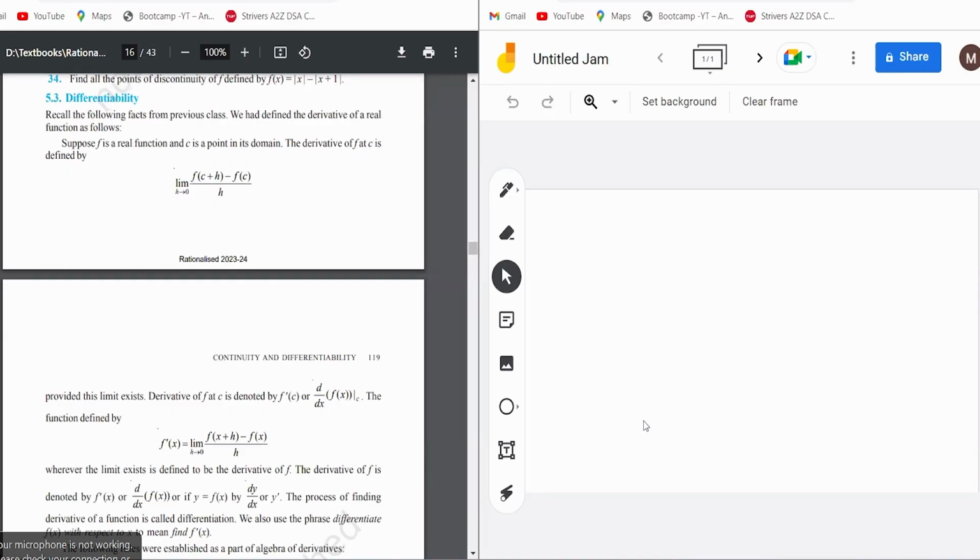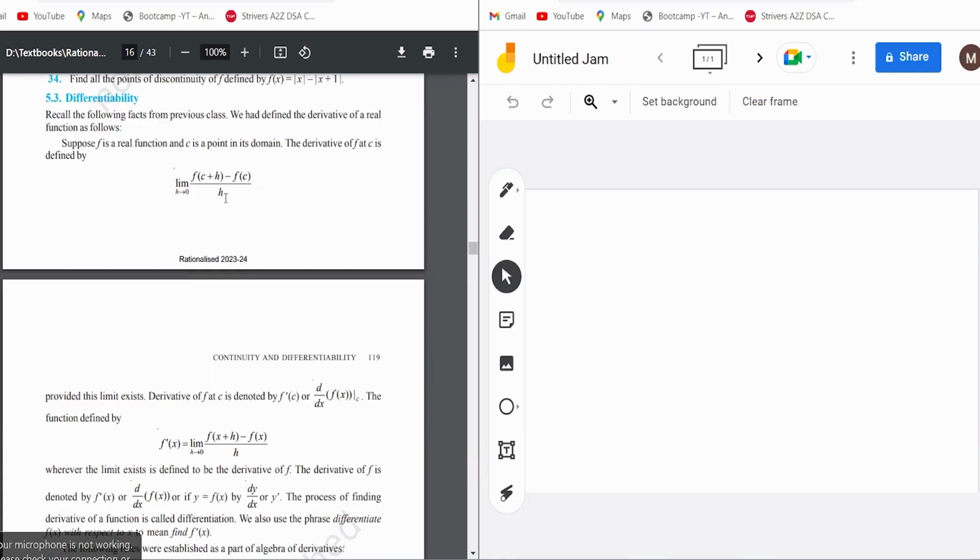So let's first discuss in brief what differentiability basically says. We all have already read differentiation and all things like what is differentiation and how we differentiate things. But differentiability is a derivative only, but we define it in some other way. The definition of differentiability is something like this: limit of h tending to zero, f of c plus h minus f of c divided by h. This is the derivative of the function at point c.